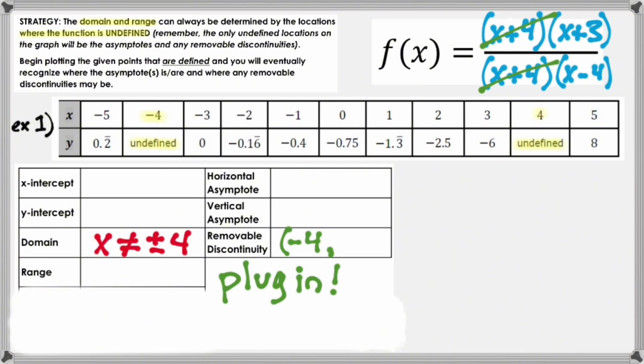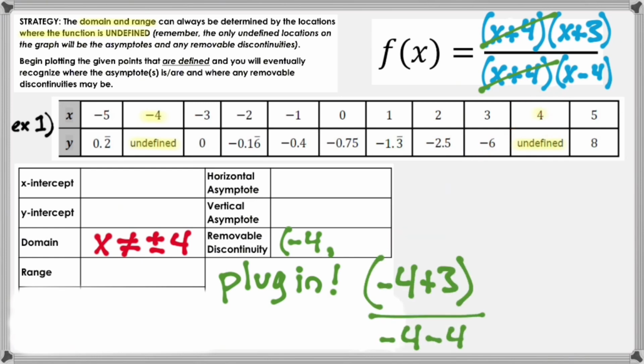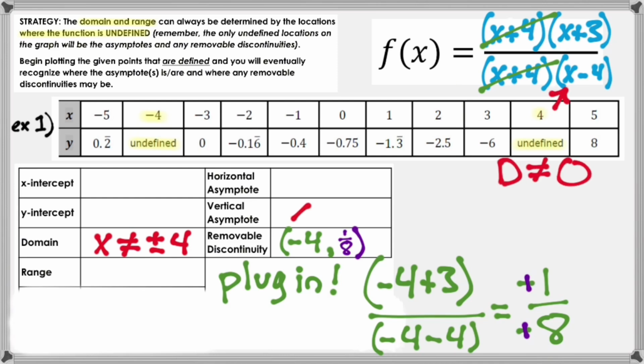The removable discontinuity is at negative 4. You got to plug that back in to your simplified function in order to get the y value of the removable discontinuity. And by doing that, negative 4 plus 3 is negative 1 in the numerator, and in the denominator, negative 4 minus negative 4 is negative 8. And those two negative signs are going to cancel out and give you 1/8. So that is the value of the removable discontinuity.